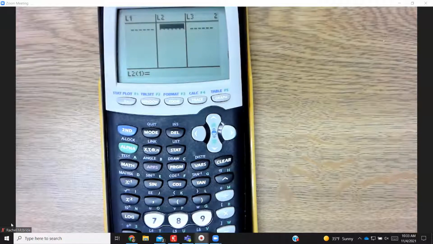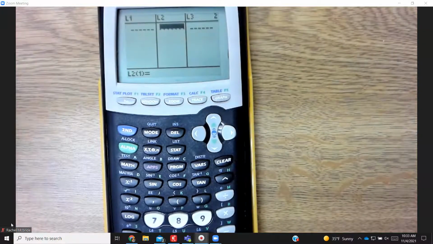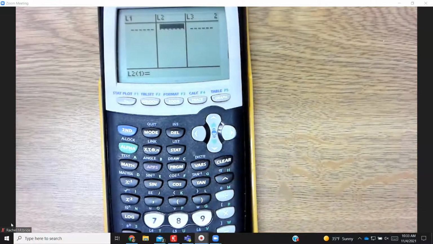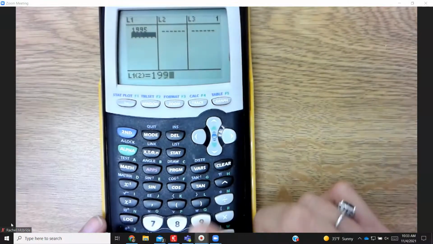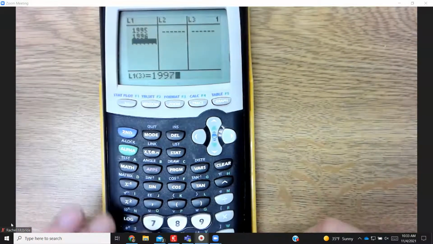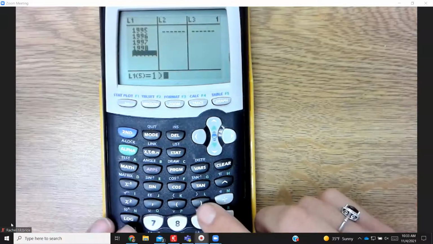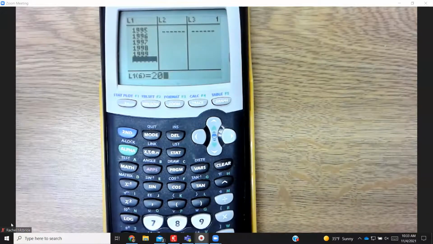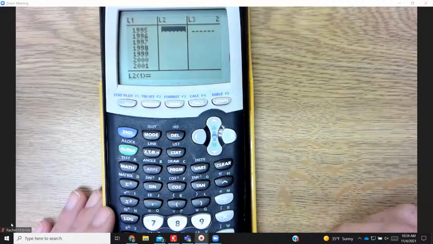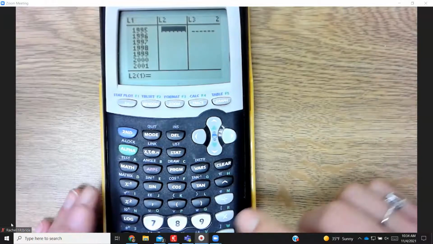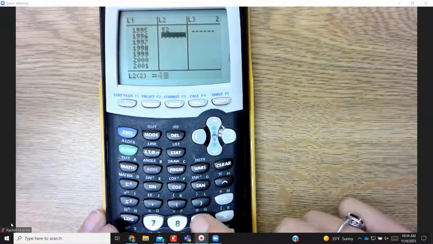Okay, enter the data from our data table. So you're going to start with 1995 and go to 2004. And then in L2, you're going to start with the data under 95 and go in again. So it's 52, etc.